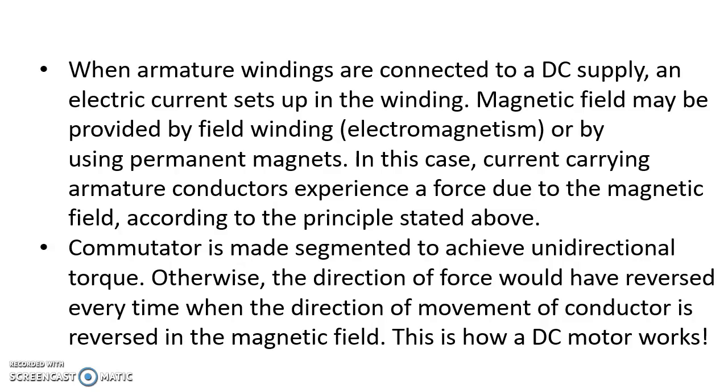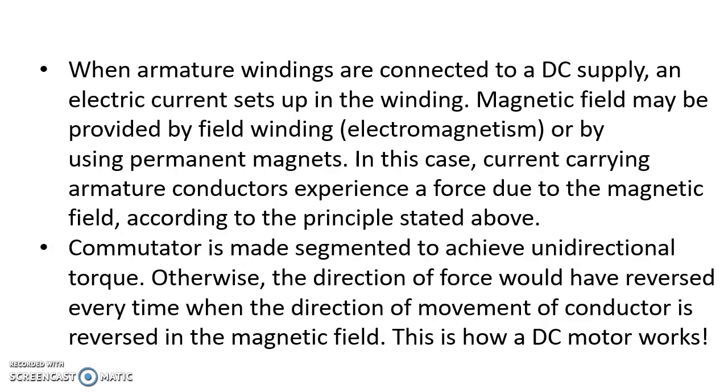What will happen? Already there is a field winding which has magnetism. Now we are placing the armature winding, which has been connected to the DC supply. Then the armature conductor will experience a force due to the magnetic field by the law we have stated. Even though this is a DC machine, the force experienced is alternating in nature.